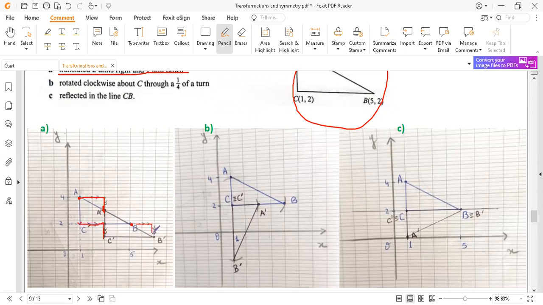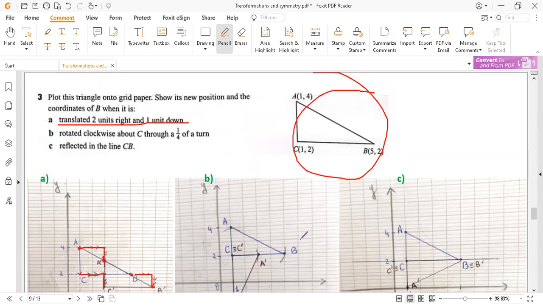And 2 units right, 1 down, we obtain A prime, B prime, C prime, and we can also join these new vertices to obtain the image, the copy of this one, with a translation of 2 units right and 1 unit down.